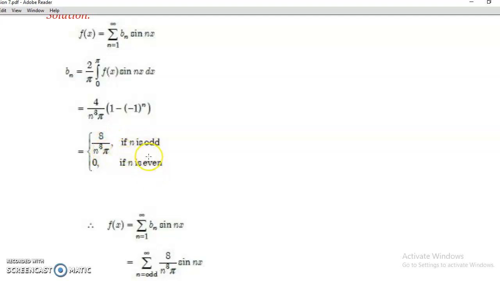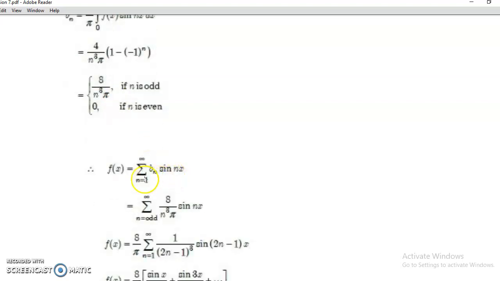If it is an even number, for example, if n equal to 2, then minus 1 square is going to be plus 1, so this minus should be retained, so 1 minus 1 is going to be 0. So it shows that this function is not available if n is even.